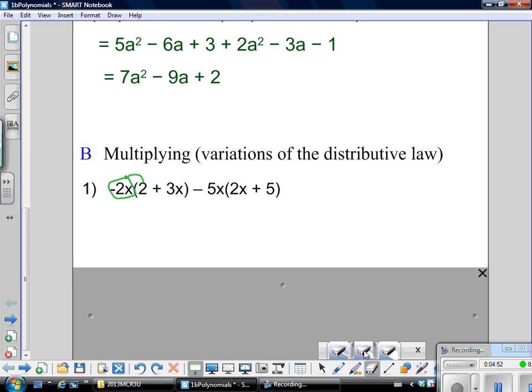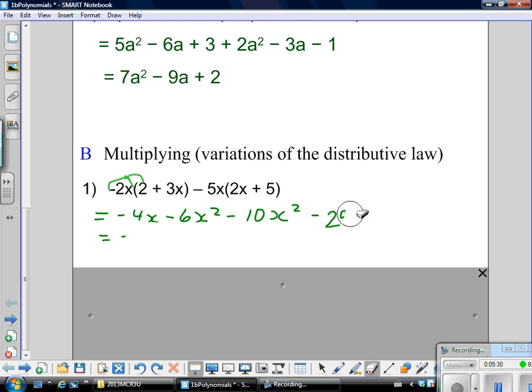A negative 2x times a 2 is negative 4x. Negative 2x times a positive 3x, so we end up with a negative 6, but we have an x times an x, so we end up with a negative 6x squared. And now we're on to the next part. Negative 5x times a 2x, so negative 10x squared. And lastly, we have a negative 5x times a 5, so a negative 25x.